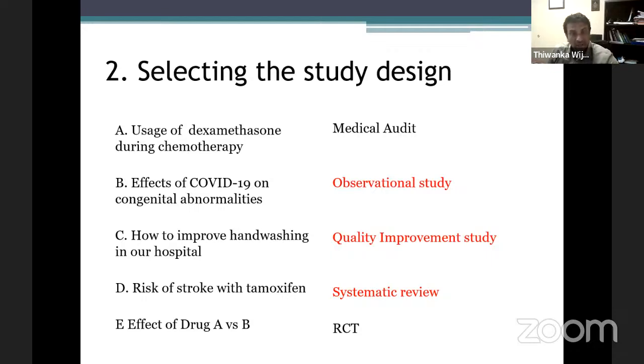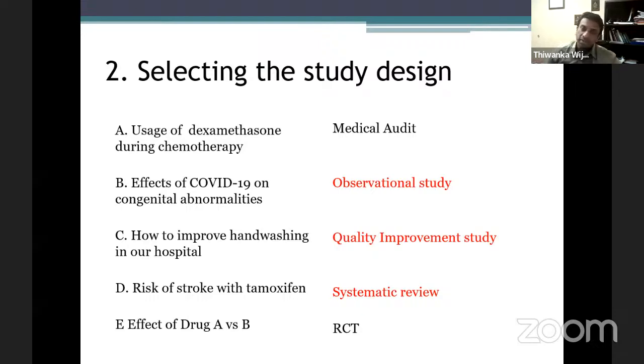If you want to look more broadly at the risk of stroke with tamoxifen and what's out there in literature, you might end up doing a systematic review. And if you're comparing two interventions, which we already talked about at length, you would do a randomized clinical trial. I want you to get familiarized with the concept of different study designs, and especially at your postgraduate level, I would imagine you would do a lot of medical audits, quality improvement studies, or systematic reviews.